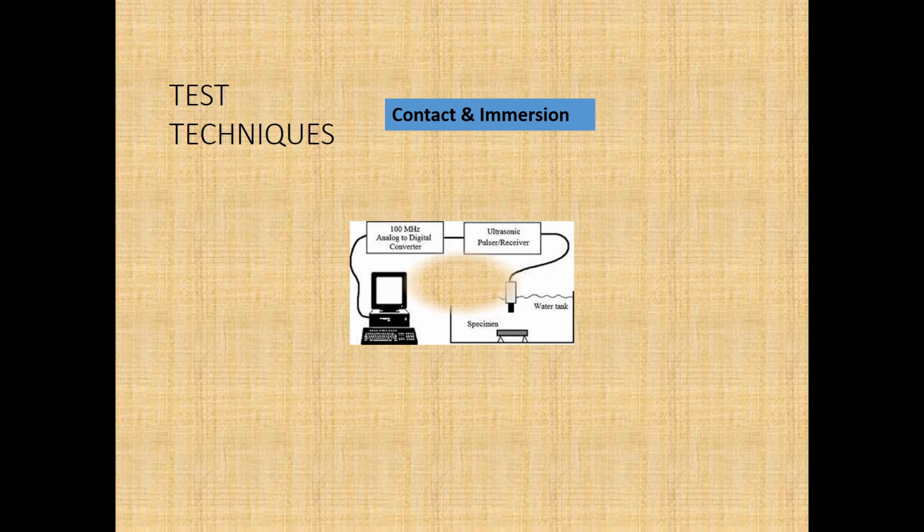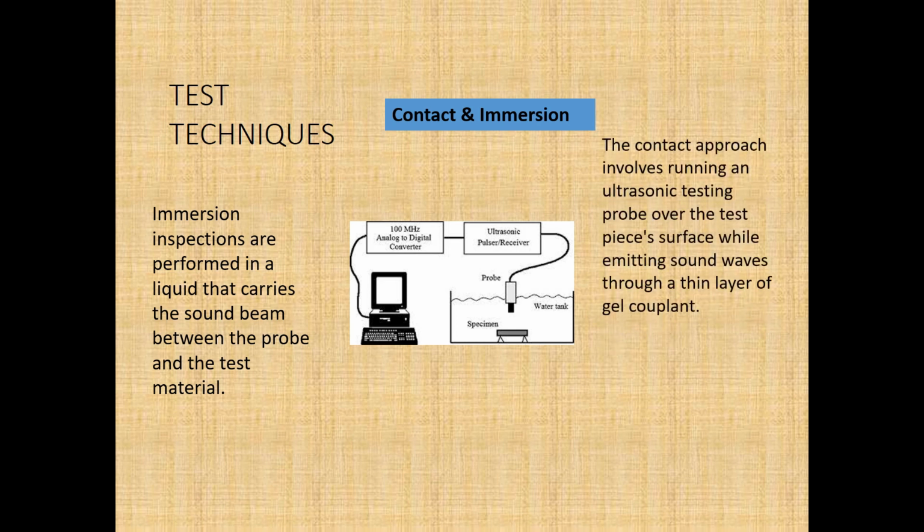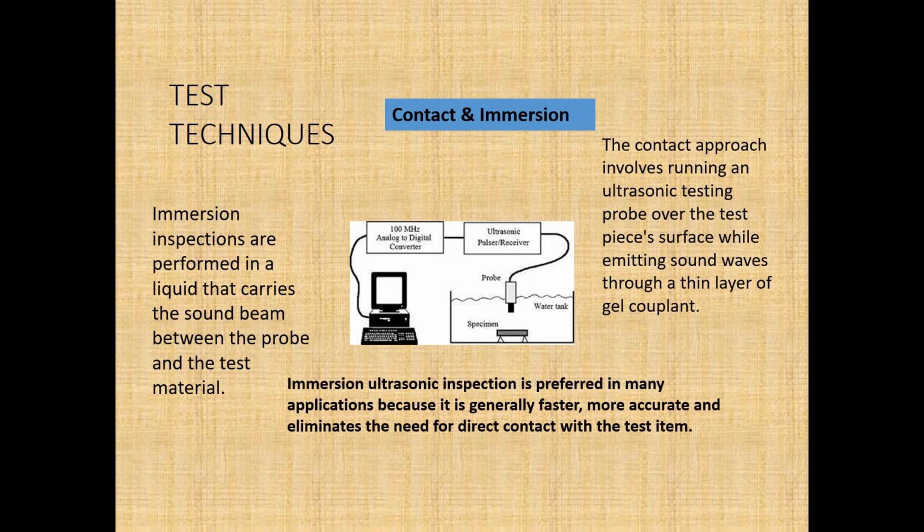Contact and immersion. Immersion examinations are performed in a liquid that carries the sound beam between the probe and the test material. The contact approach involves running an ultrasonic testing probe over the test surface while emitting the sound wave through a tiny layer of gel couplant. Immersion ultrasonic inspection is preferred in many applications because it is generally fast, more accurate, and eliminates the need for direct contact with the test item.